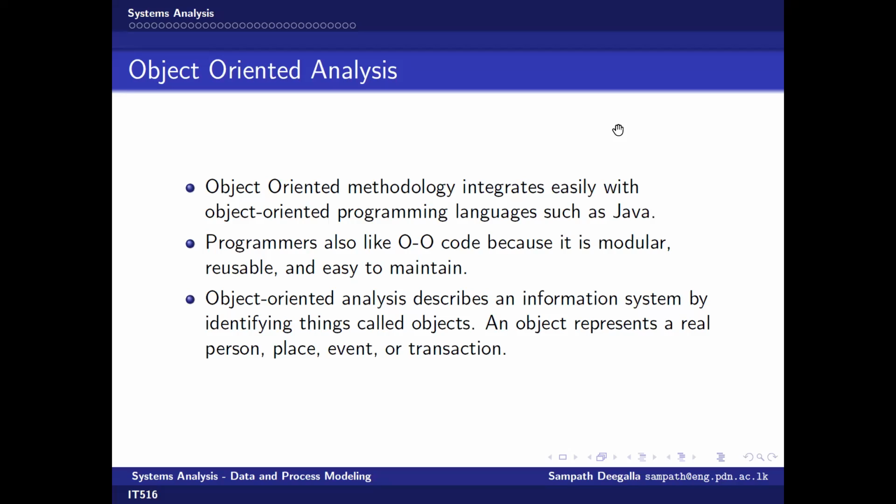If you go back to why the object-oriented methodology emerged, it was because of object-oriented programming languages like Java, or nowadays Python and so on, right? Many were interested in it because object orientation is modular, reusable, and easy to maintain. Many complex software systems were modeled using object orientation.